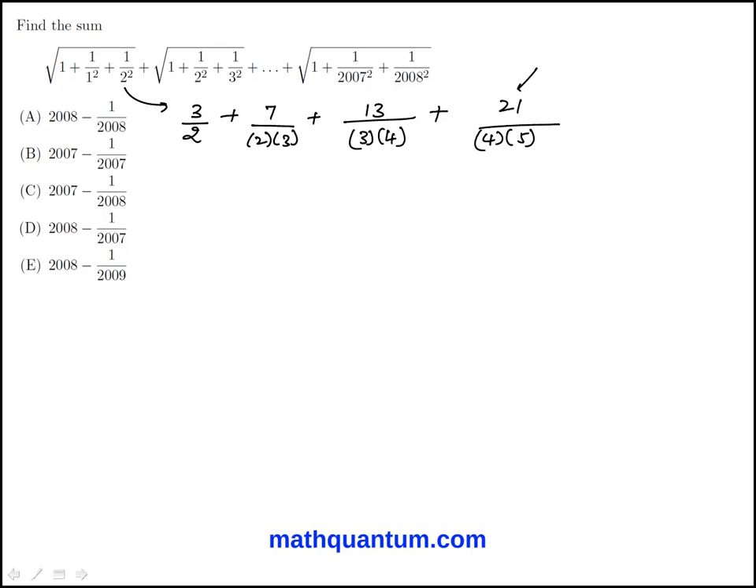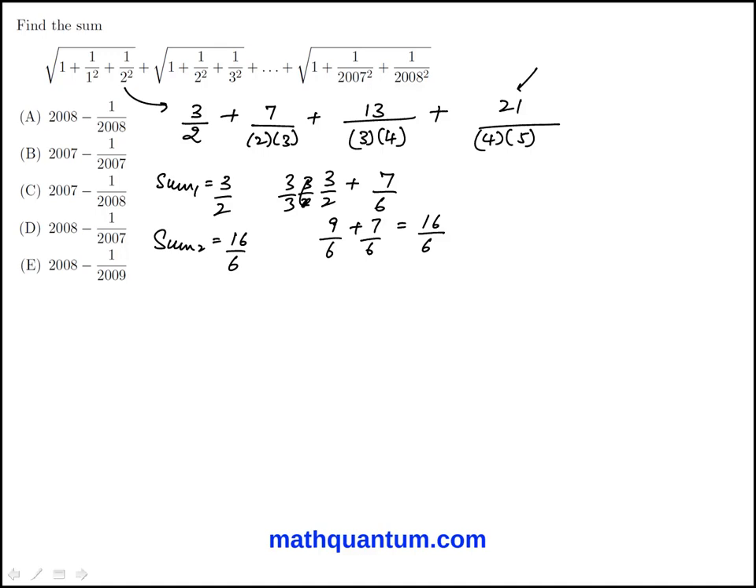So what we'll do is the summation. We'll try to see if we can find a pattern for the sum. One term is 3 over 2. Two terms would be 3 over 2 plus 7 over 6. So that's 9 over 6 plus 7 over 6. That's 16 over 6. So the sum of two terms is 16 over 6.